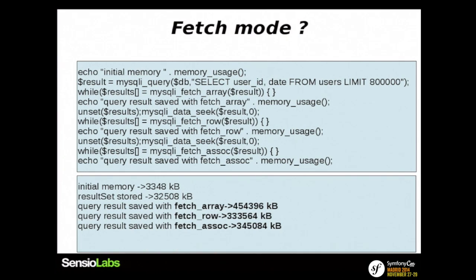The fetch mode, just to let you know: when you use fetch array, you have lots of memory allocated because it duplicates the results, okay? When you use fetch row, it's pretty nice, and when you use fetch assoc, you just have a difference in the string management for the columns, okay? Just interesting to know.